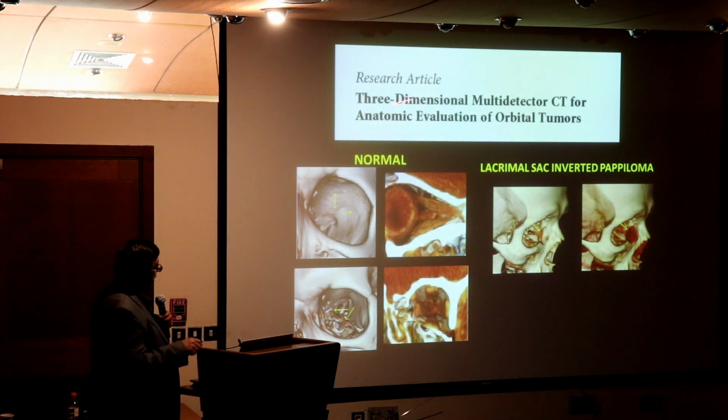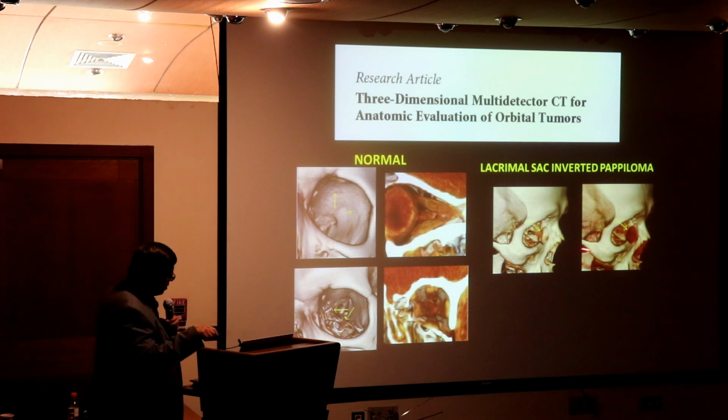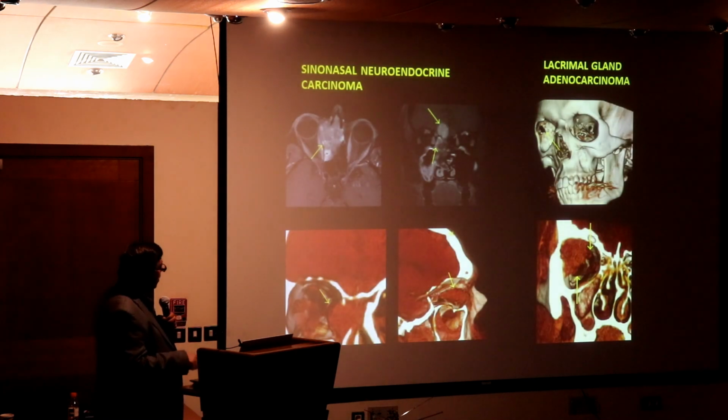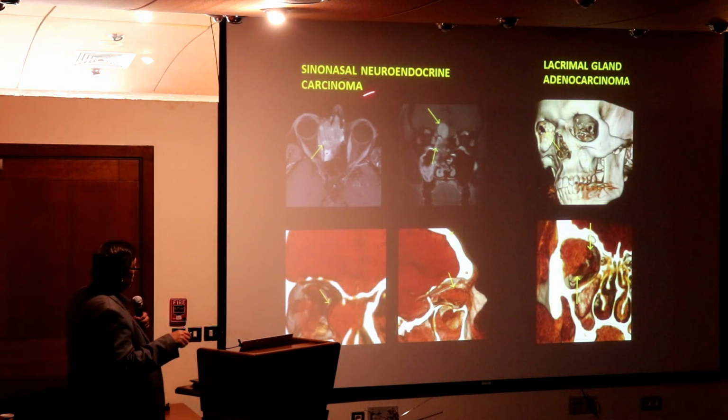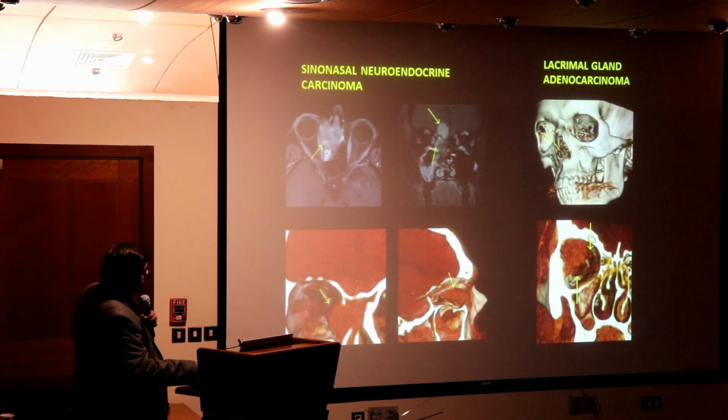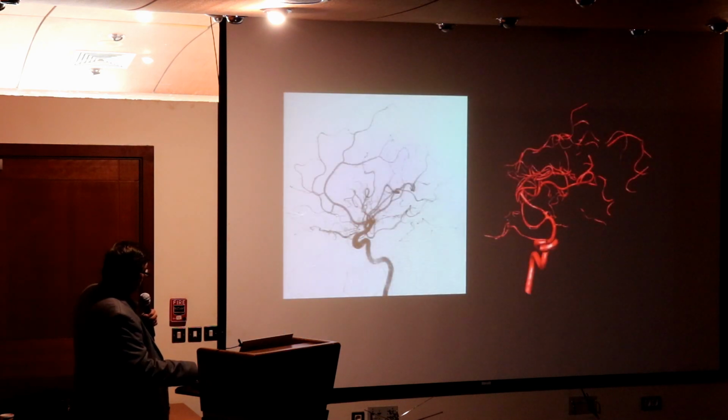And you can use the 3D CT scan. This is normally the structures that you see in a normal scan, and this is the changes that you see in the lacrimal kind of lesions, lacrimal duct here, lacrimal sac. This is a sinonasal neuroendocrine carcinoma, and this is how it looks in the 3D CT, and here also the same. So 3D CT can be helpful.